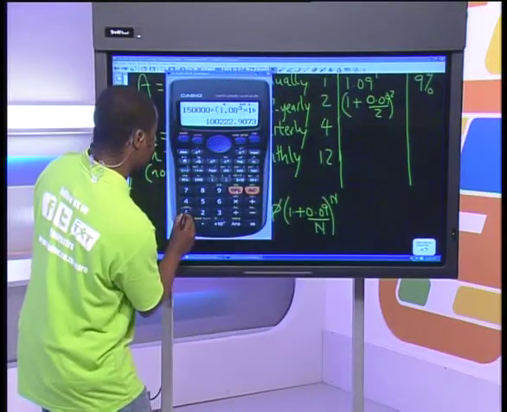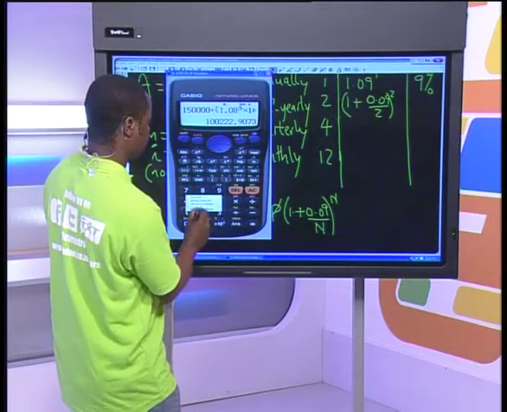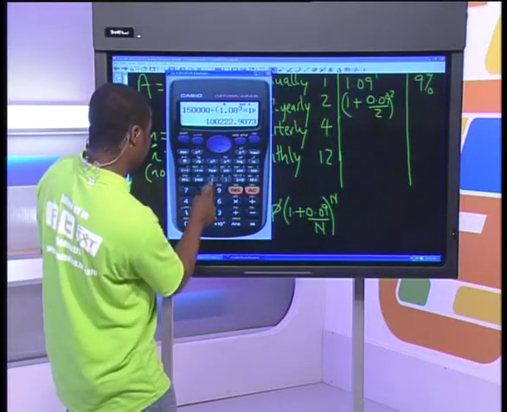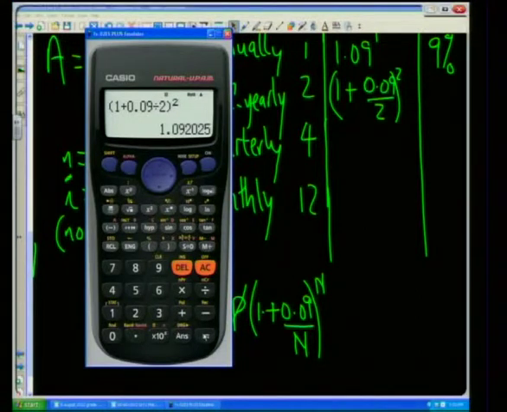So that's 1 plus 0.09 divided by 2. If I close the bracket there and I raise this to the exponent 2, what do I get? I get 1.092.